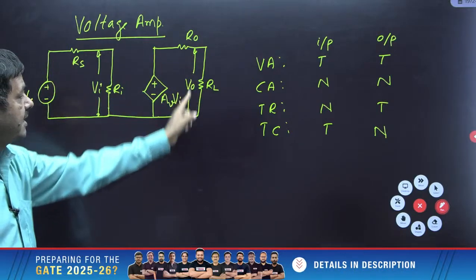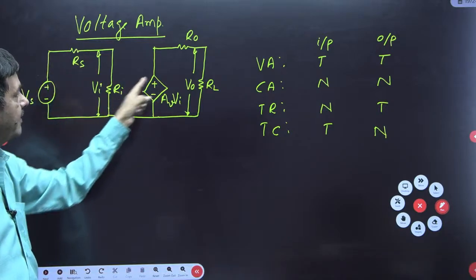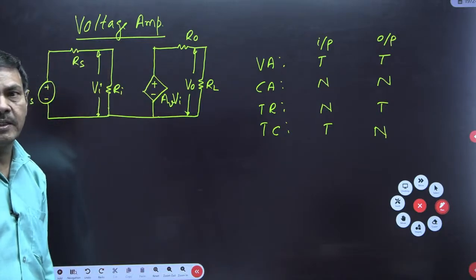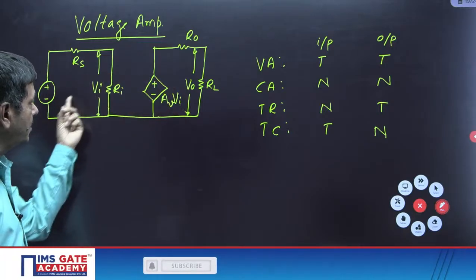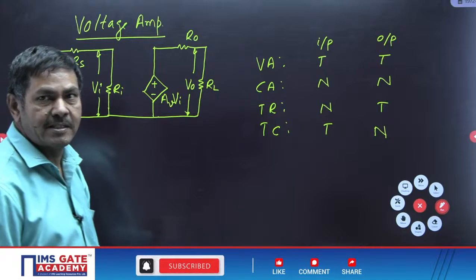Once in a GATE paper he asked: this given circuit is a dash, voltage or current or what amplifier? It is a voltage amplifier. Both are Thevenin's equivalent circuits.